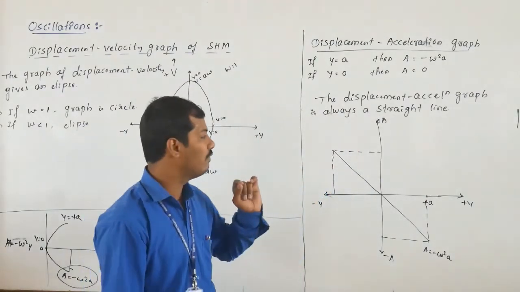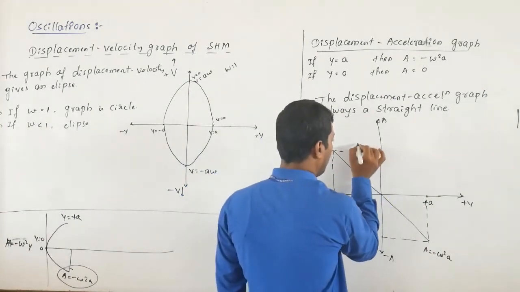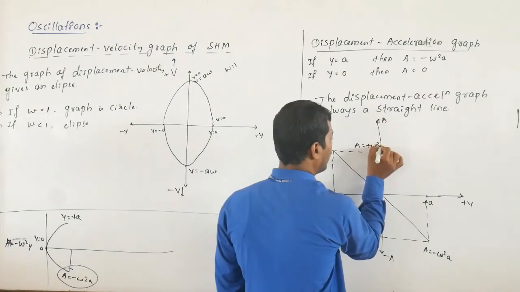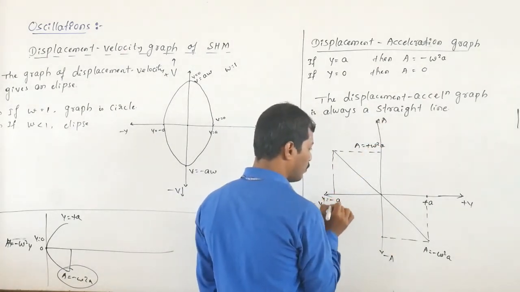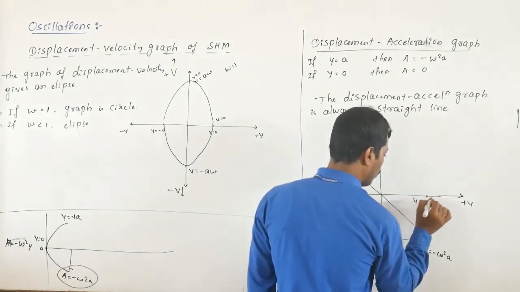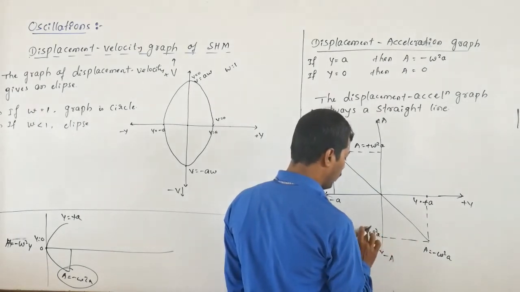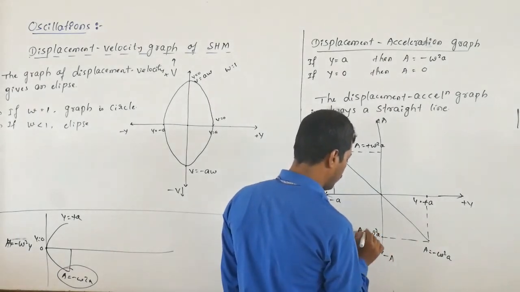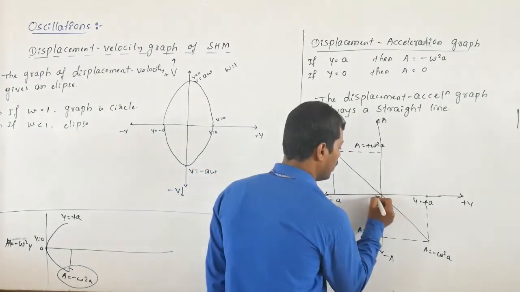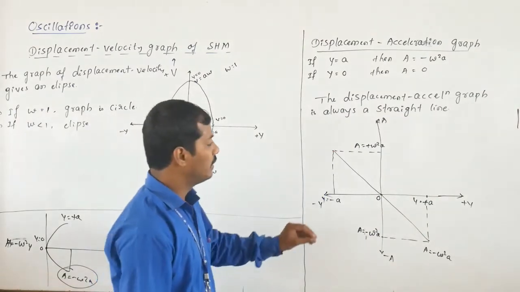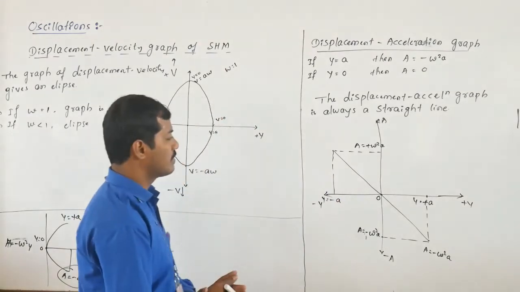But here a very important part is, take here a is equal to plus omega square into A, here the minus of A, here y is equal to what? Minus A, here y is equal to plus A, here a is equal to minus of omega square into A. Then it is the origin. That's over. But the acceleration of the particle is always directed towards its mean position.